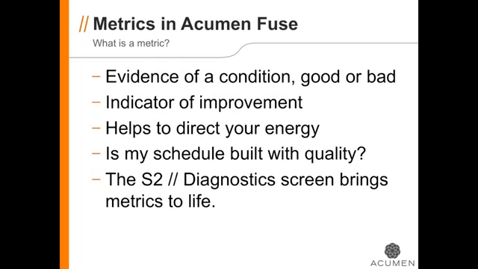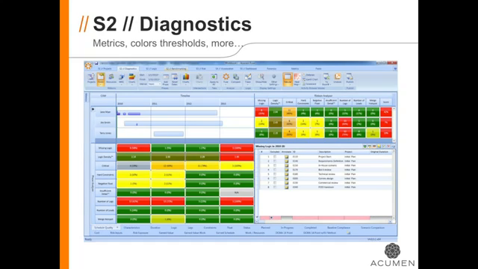To see how close you are coming to achieving your quality goals, you can turn to the S2 Diagnostics tab in Fuse. On the Diagnostics tab, you can slice and dice your data in various ways to see in detail how your schedule is performing with respect to the metrics that you select.